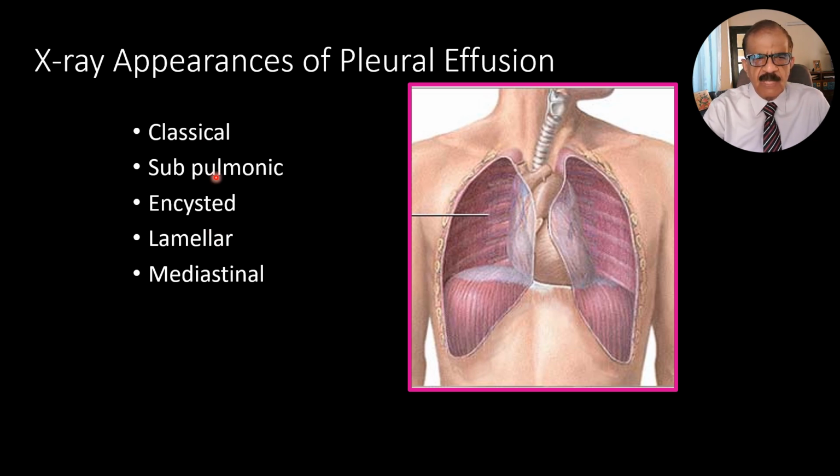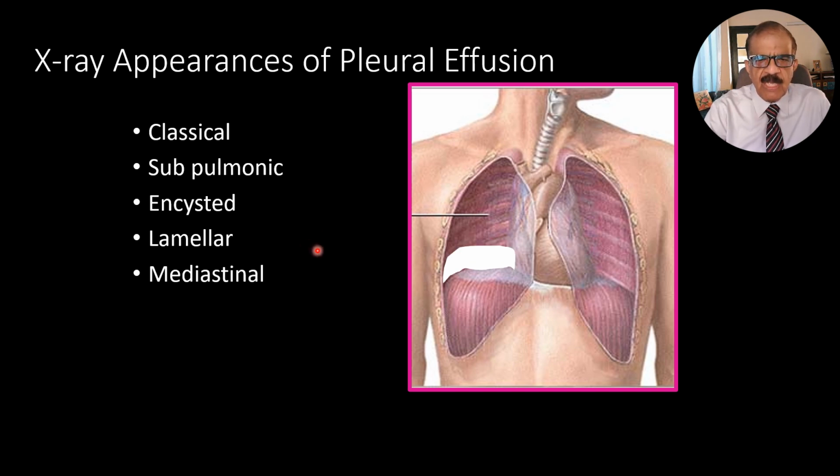So what is classical? It will be like this. This is the diaphragm covering the liver, and this is the free space, and this fluid has taken up the dependent part of the right lung, obliterating the costophrenic angle and cardiophrenic angle, with a classical curvy linear border, which I'm going to discuss further in subsequent slides. So this is the most classical appearance.